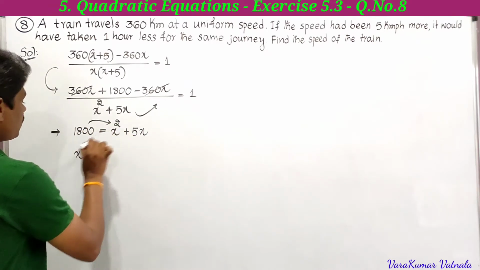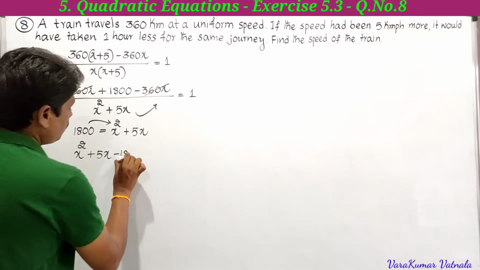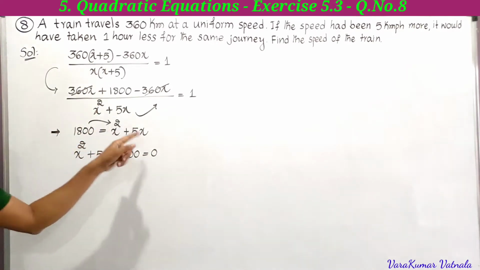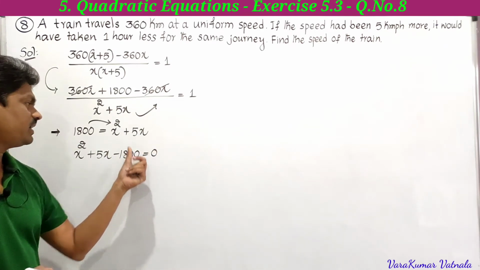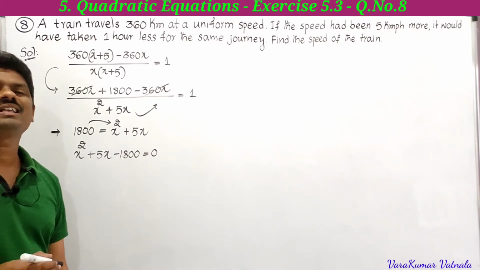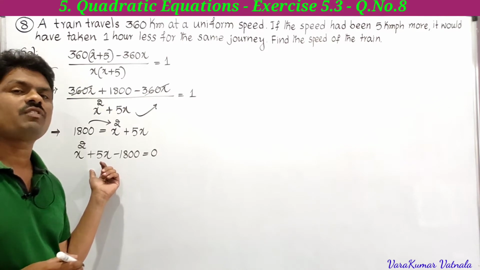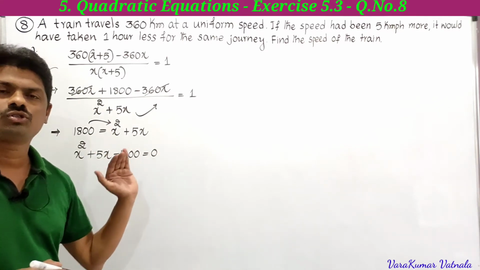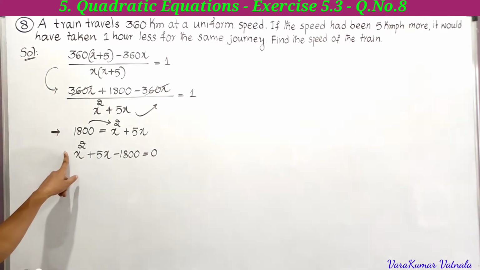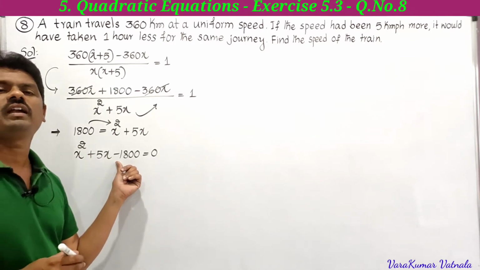Finally we get x square plus 5x minus 1800 is equal to 0. So just take 1800 to the right side, it becomes minus 1800. So now it is a quadratic equation which is in the form ax square plus bx plus c equal to 0. So now we have to solve by factorization method. So here x square coefficient is 1, x coefficient is 5, constant is minus 1800.